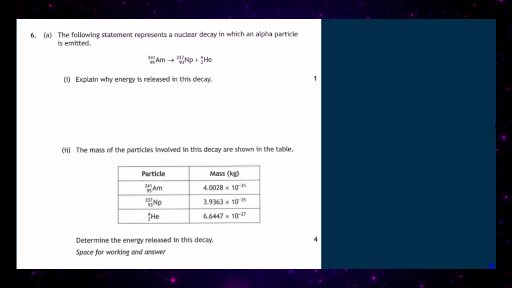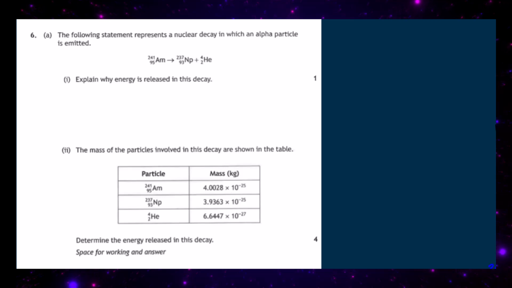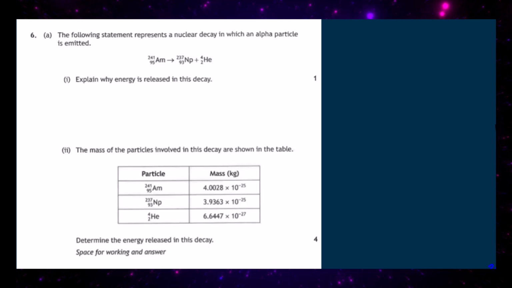Question 6 from the 2025 Higher Physics Question Paper 2. The following statement represents a nuclear decay in which an alpha particle is emitted. And they are given the reaction there. Americium-241 (95) breaks down to give you neptunium-237 (93) plus the helium particle, 4 2 He.